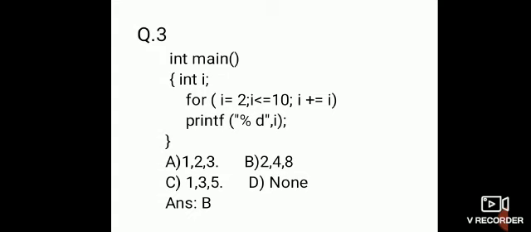Then again we check the condition. 4 plus 4 is equal to 8, which is also printed. When we again check the condition, 8 plus 8 is equal to 16, which is not less than 10. So the condition is false. So 2, 4, 8 is printed.